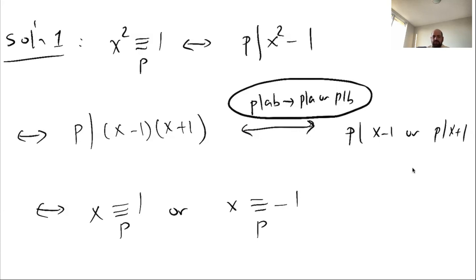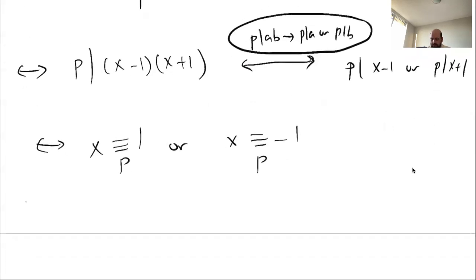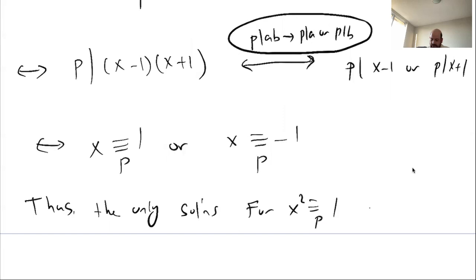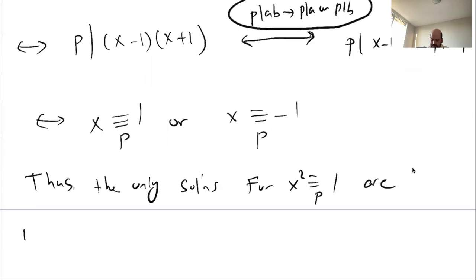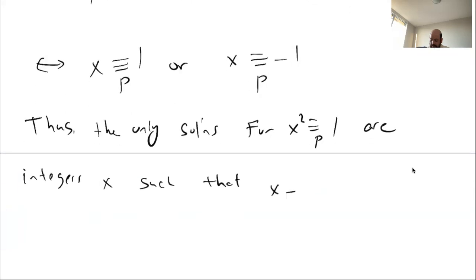Well, that's it. So we showed that the only solutions for x squared congruent 1 mod P are integers x such that x congruent 1 mod P or x congruent -1 mod P.